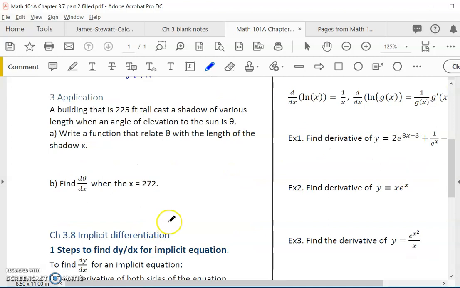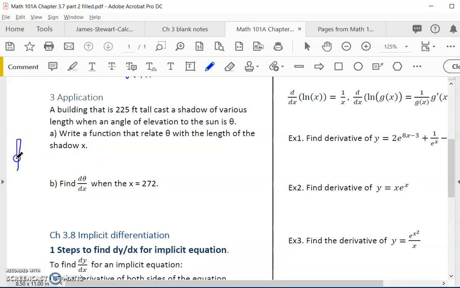Last part of 3.7 is an application. This application is something that might show up later in chapter 4, so let's look at it. A building that is 225 feet long casts a shadow of various length when the angle of elevation to the sun is alpha. So let's draw a picture.